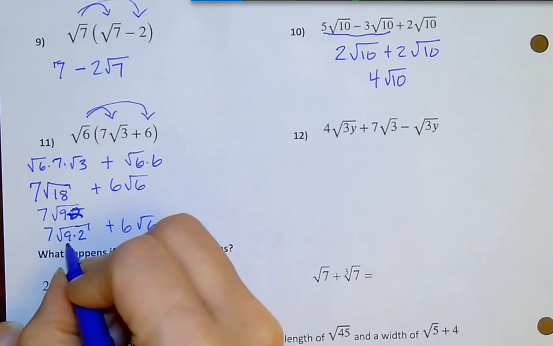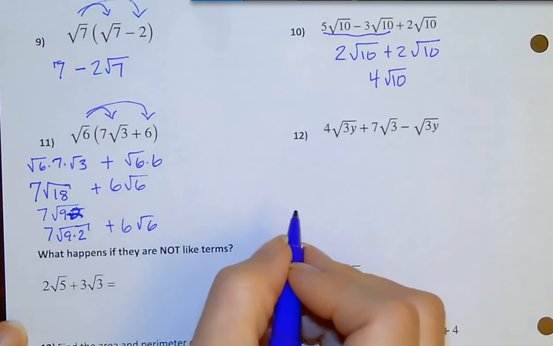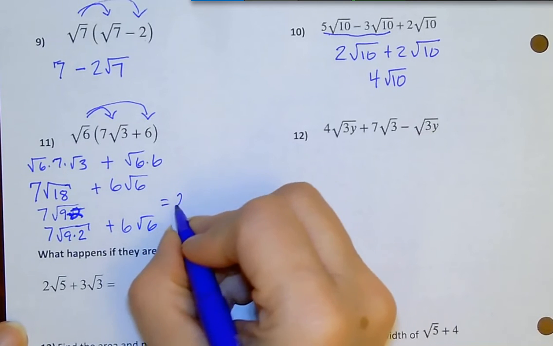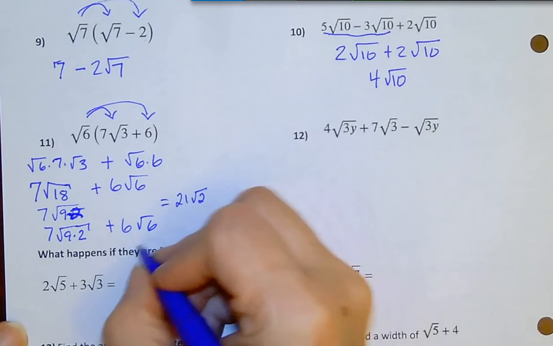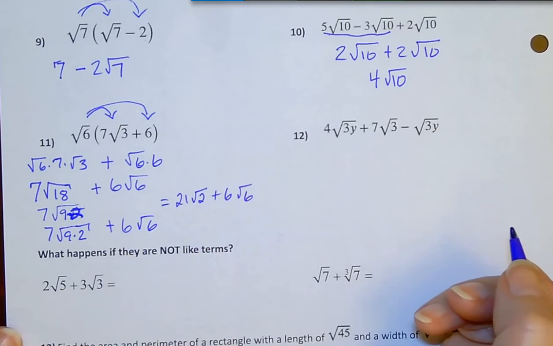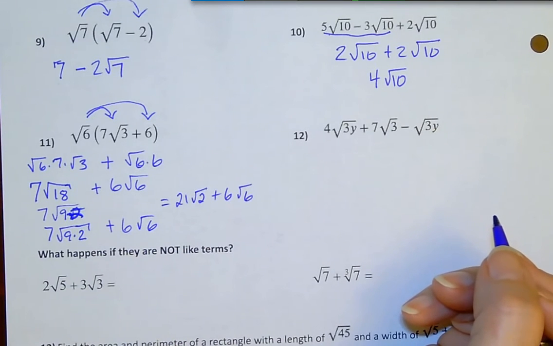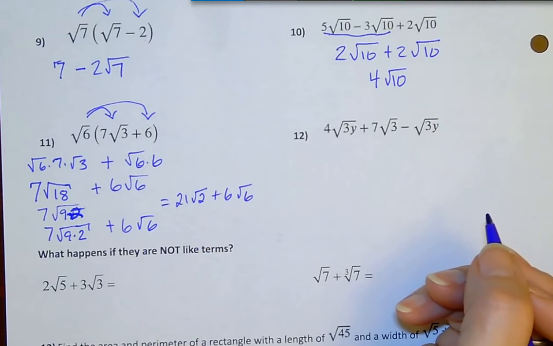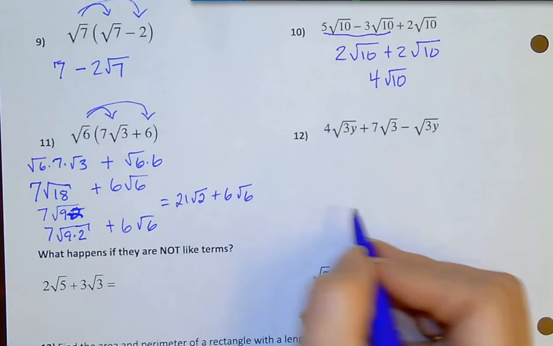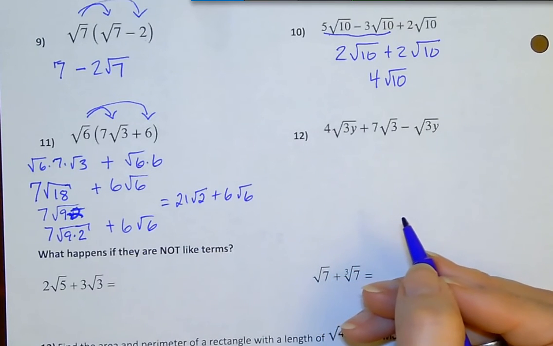So 7 times 3, right? I can pull out that the square root of 9 is 3. So 7 times 3 is 21. So I have 21 times the square root of 2 plus 6 times the square root of 6. And I don't know of another way to simplify that, right? Because I have the same index, but I do not have the same radicand.